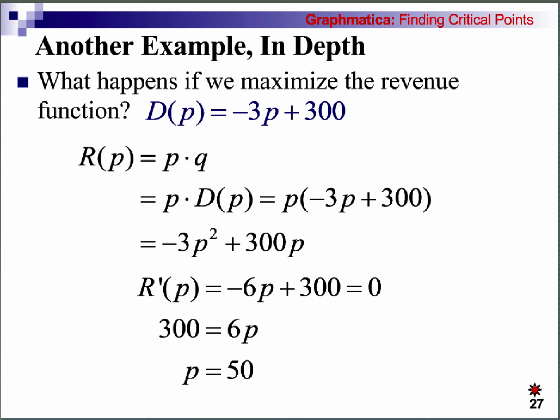As we've been saying, you can maximize revenue either by setting the derivative equal to 0 for the revenue function, as you see here on this slide, or building the elasticity function and then finding out when that has a value of 1, when it's unitary.